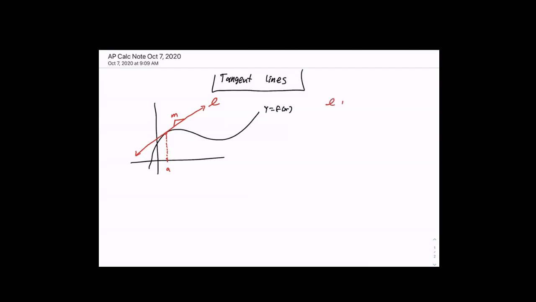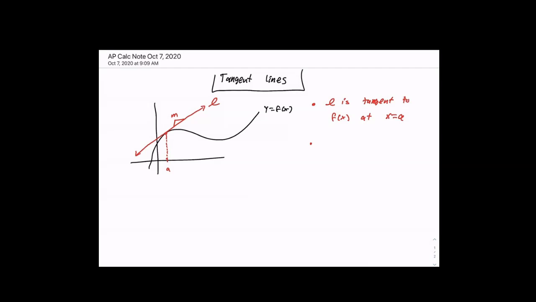L is tangent to f of x at x equals A. All right, so that's one piece of information. Our whole job is really about finding that equation L, that tangent line.